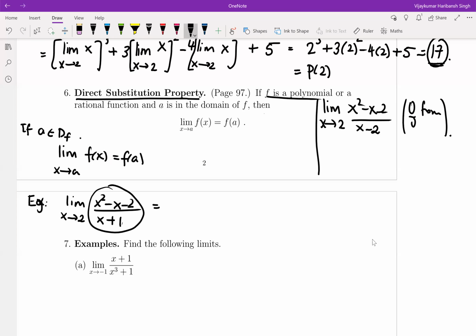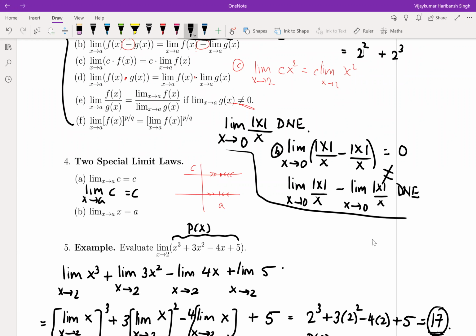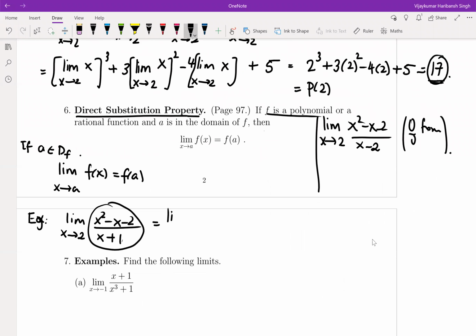Now, if you look at the limit laws, the limit of f of x divided by g of x is the same as the limit of f of x divided by the limit of g of x, if the limit as x goes to a of g of x is non-zero, right? And the denominator will not be 0 at 2. Why? Because 2 is in the domain of the function. So when you put 2, you get 0 on top. In the bottom, you have 3, which is non-zero. So in this case, you could have directly substituted 2 to get the answer.